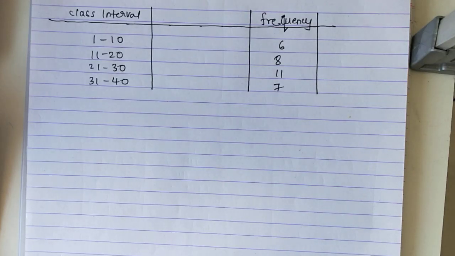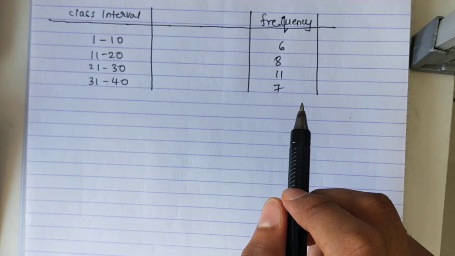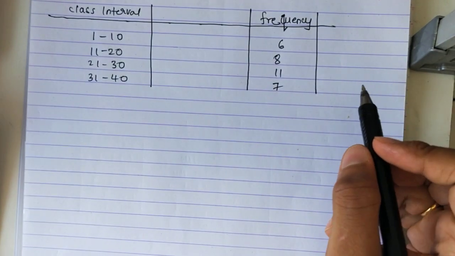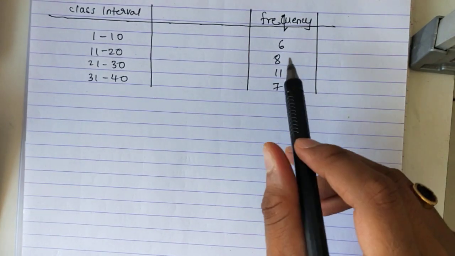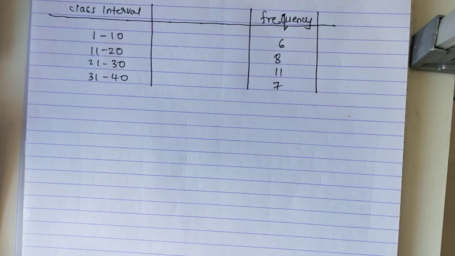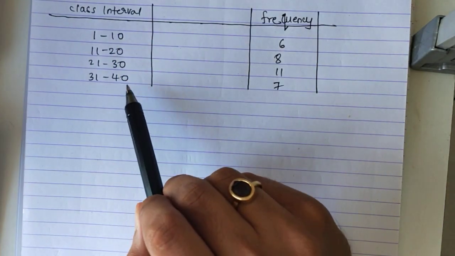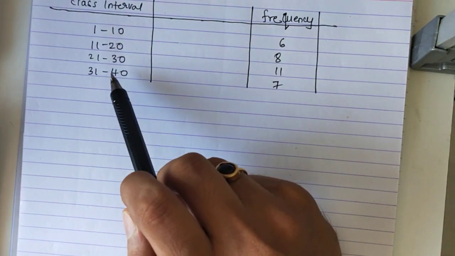Now let's learn some new concepts, which are actual class limits, actual upper limit, what are they? Class mark, class size, all those. Here I've written a class interval. This is an example. This is not a sum from your exercise.